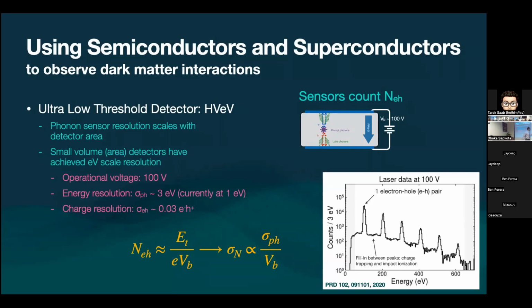What we see here is one of these devices where we shine the laser on it, and we're able to observe events with integer electron hole pairs that get created. So 1, 2, 3, 4. So you can actually see events and count how many electrons were created in this event. And this gives you an effective resolution on the order of a few percent of a single electron.